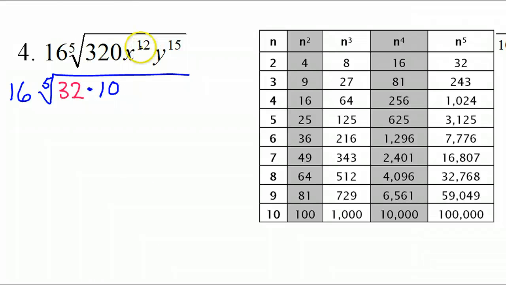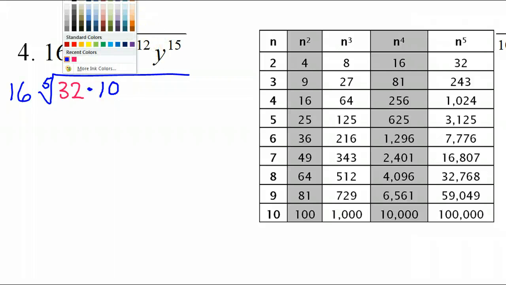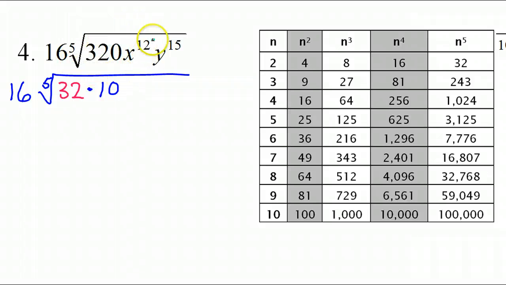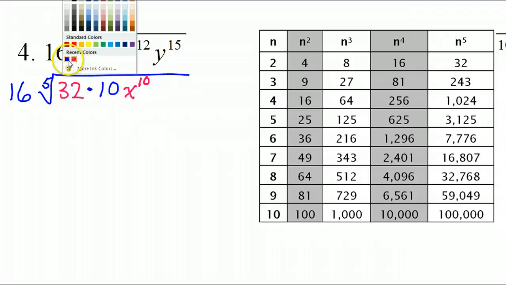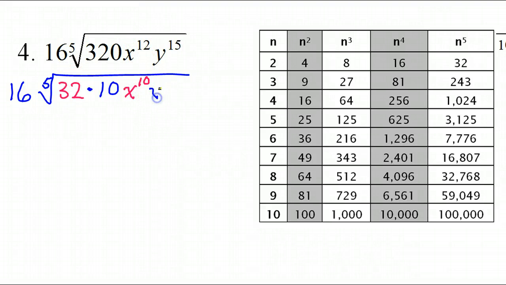Now the variables. For the variables, we want the exponents to be divisible by 5. The first number under 12 that is divisible by 5 is 10. So I will write x to the 10th power. Because I had 12, that's going to leave 2 extra x's. So together these would make 12. Now look, y to the 15th, that's already divisible by 5. So I can just leave it as y to the 15th.